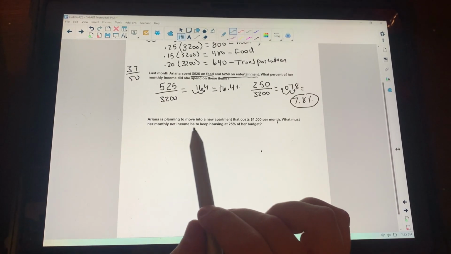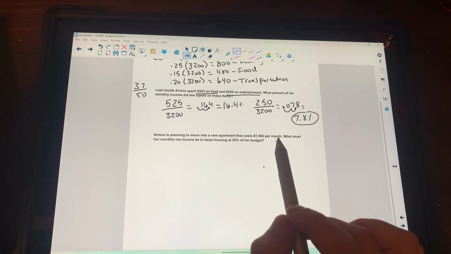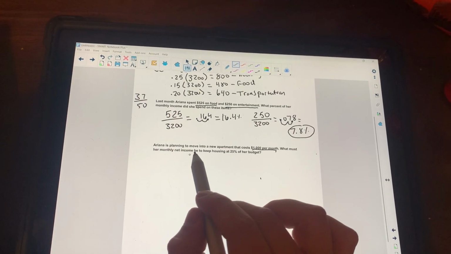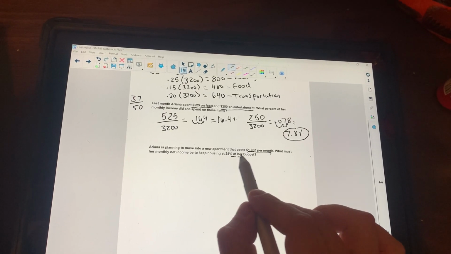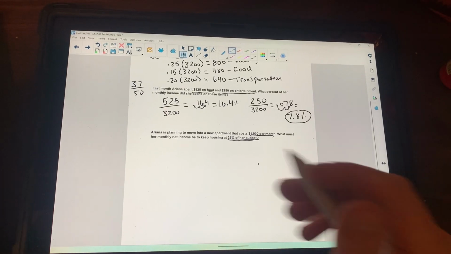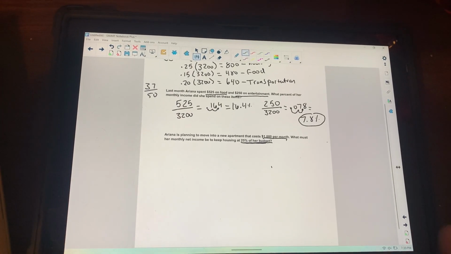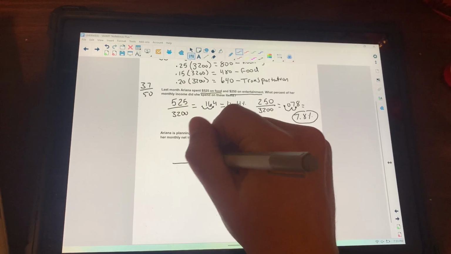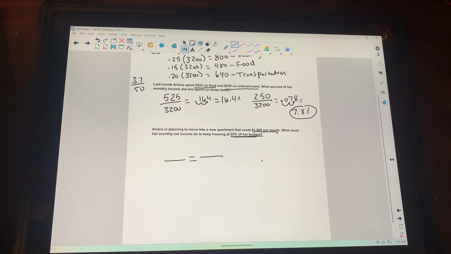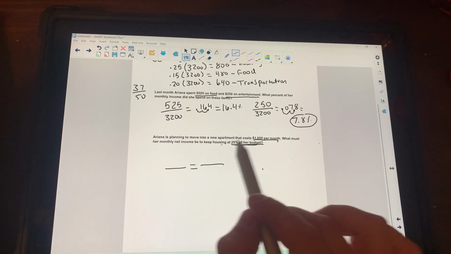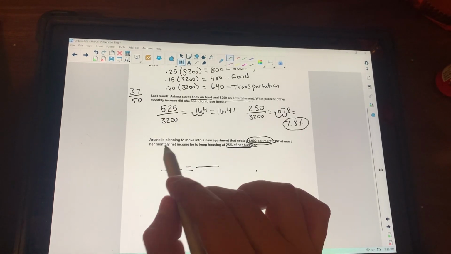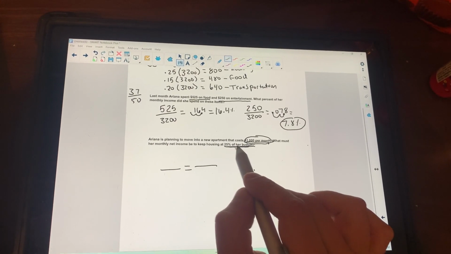Okay? Now, final question. It says Ariana is planning to move into a new apartment that costs $1,000 per month. What must her monthly net income be to keep housing at 25% of her budget? Well, I know here I can set up a proportion because it gives me 3 pieces of information. And for a proportion, if it gives me 3 pieces of information and I'm looking for a 4th, I can easily solve this. The apartment costs her $1,000 a month. That's one piece of information.